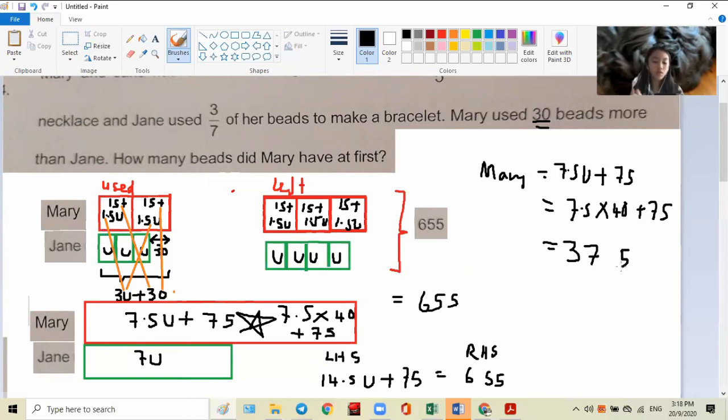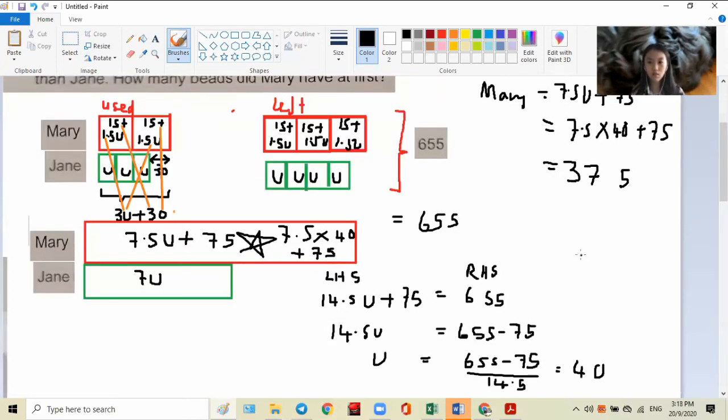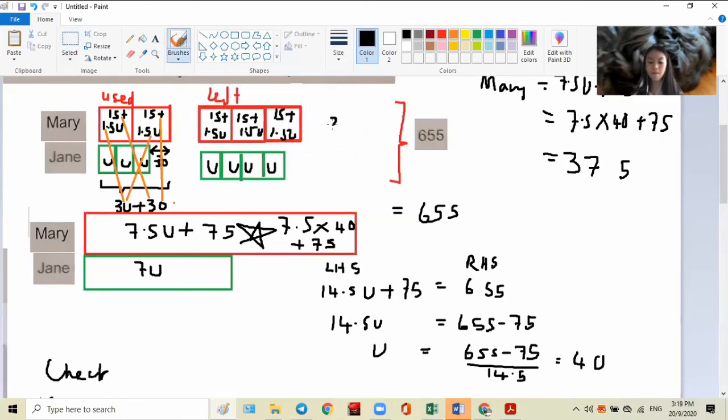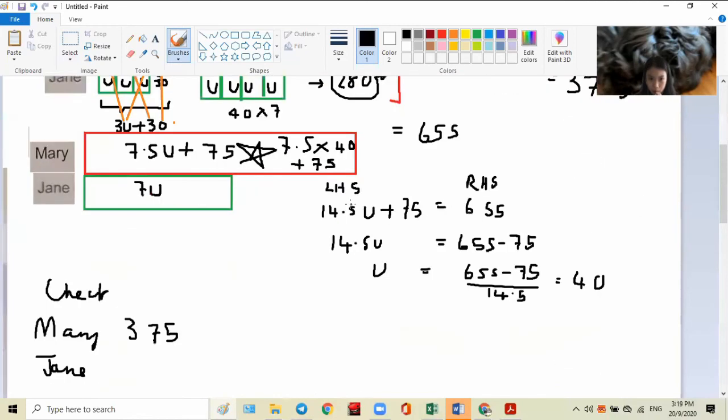Okay, 375. You want me to check why for you? So, okay, I do. Mary has 375 at first. Then Jane will have 40 times 7, right? Which is 280. I add this 5. Yes, confirm correct. You see? Mary has 375, Jane has 280. That's it. Can you see? Now, you don't believe me? Mary now 375. This one is 280.